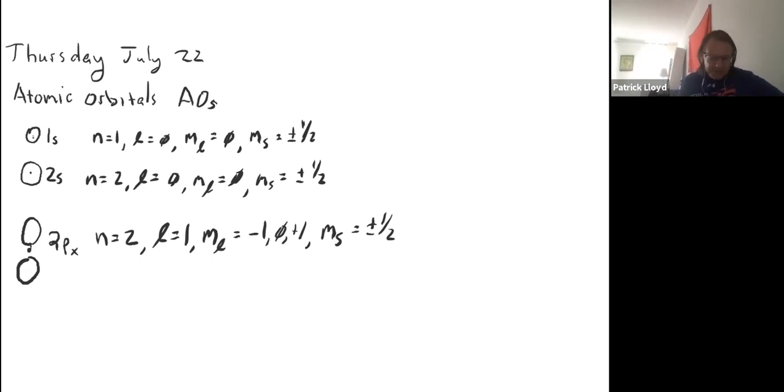But then you could have a 2py. So you could have this. You could say, maybe this orbital actually points in this direction. And so again, there's your 2p, and we'll call this a y. It's a different direction.